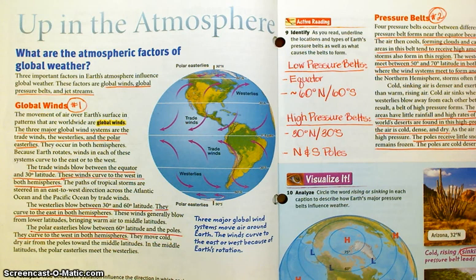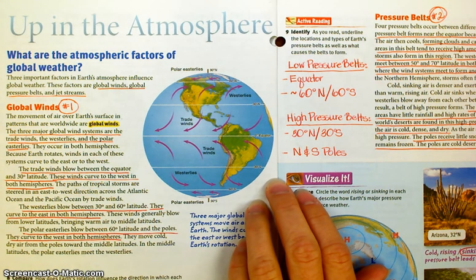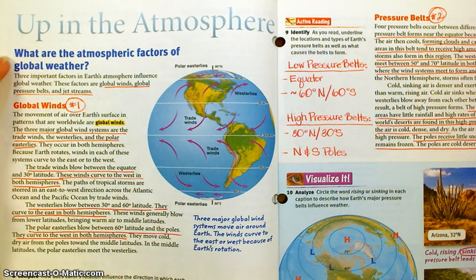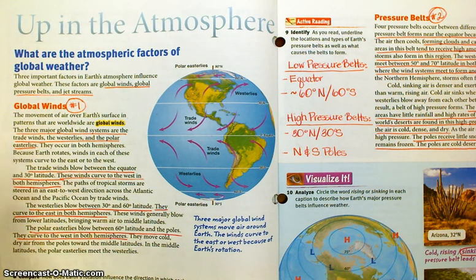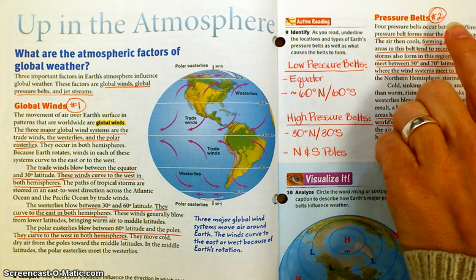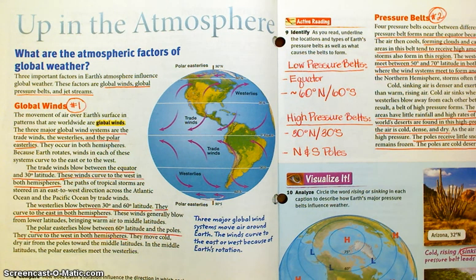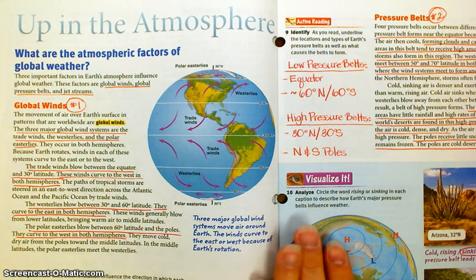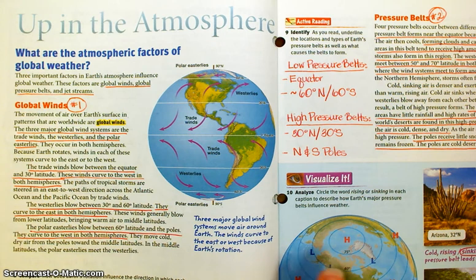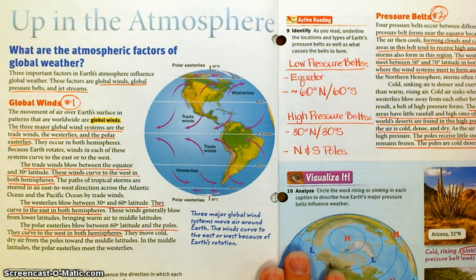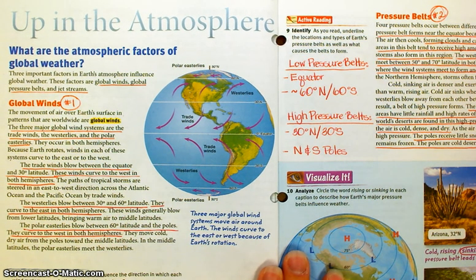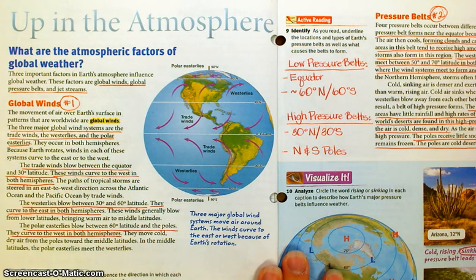Okay, on page 454, I'm just going to primarily let you read and highlight what I've already underlined. What are the atmospheric factors of global weather? We've kind of already addressed this. Factor number 1 is global winds. Over here, factor number 2 is pressure belts, and I'll move the screen a little bit. So what I want you to do is just take some time, read through, and highlight what I have highlighted or underlined. Okay? So you may need to pause it.